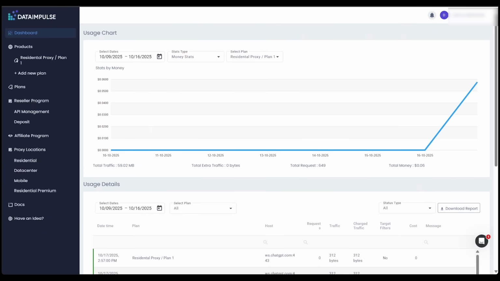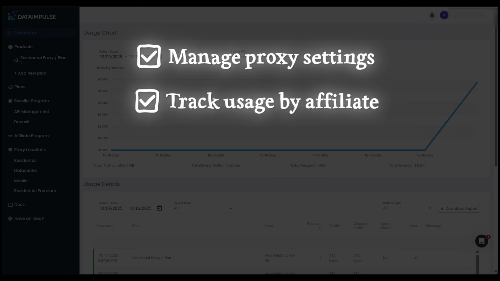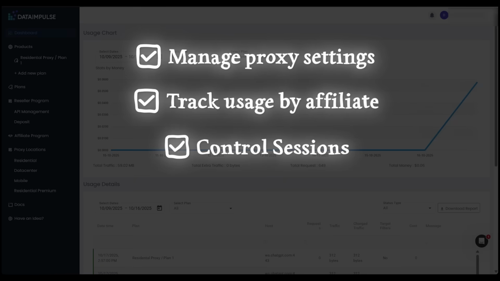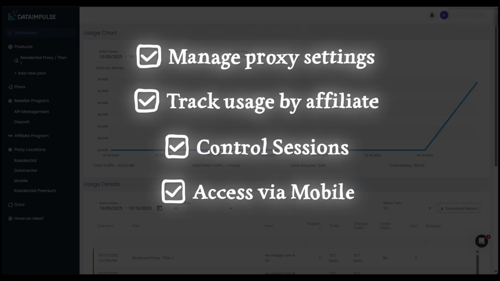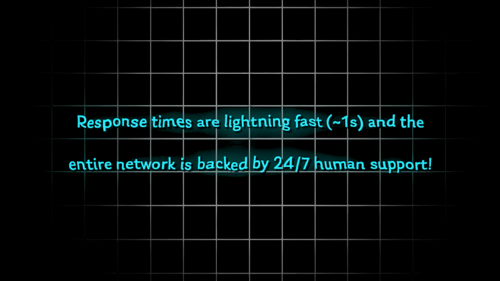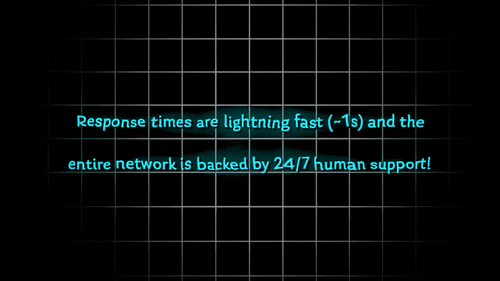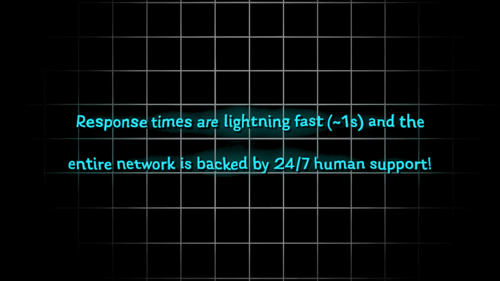Now, from the main dashboard, you can manage proxy settings, track usage by affiliate, control sessions, and you can even access all of this on your phone if you're on the go. Also, response times are lightning fast, averaging 1 second, and the entire network is backed by 24/7 human support.